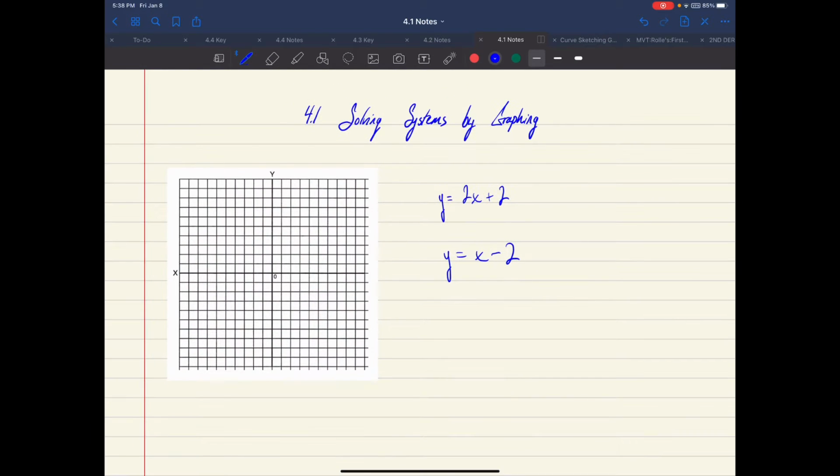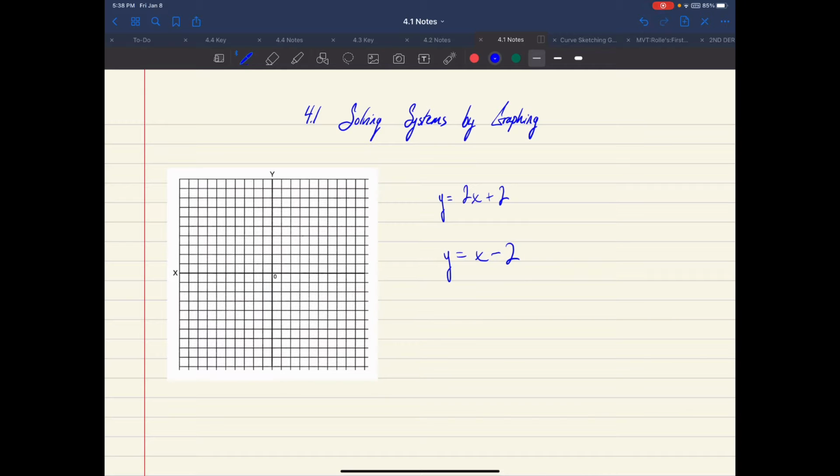So this week we're going to look at systems of equations and solving them by graphing. If you haven't seen these yet, a system of equations is just two equations, and that's it. If you have two equations, you have a system of equations. If you have 3, 4, 5 equations, that's also a system, but we only do two equations.